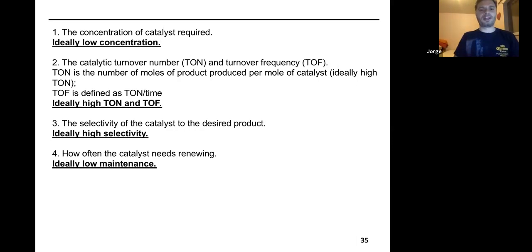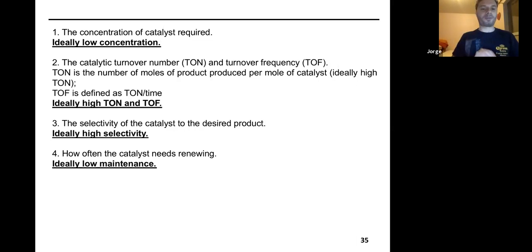Third point, the selectivity of the catalyst to the desired product. If a reaction produces more than one product, you will need an extra purification step, so that's not ideal. Ideally, your catalyst will first give a high amount of product, and second, be selective towards the formation of only one product. That saves time and money with following separation steps.